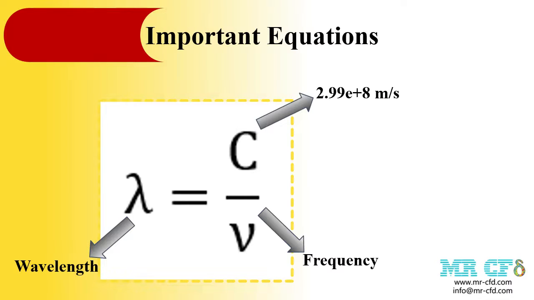Considering that radiation occurs by electromagnetic waves, we express the relationship between wavelength and frequency. These two parameters are inversely related to each other, and they are related to each other by the speed of light. For this reason, the speed of light is used because waves travel at the speed of light, and this speed is equivalent to 2.99 times 10 to the 8.